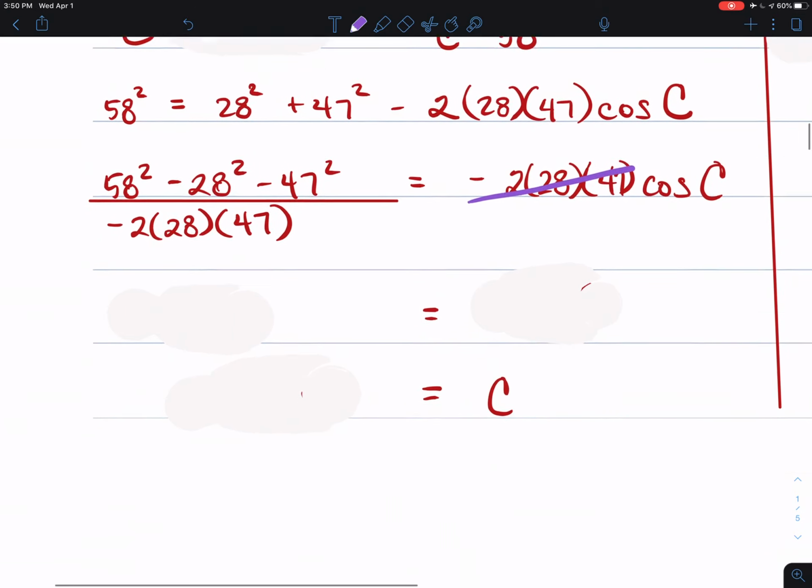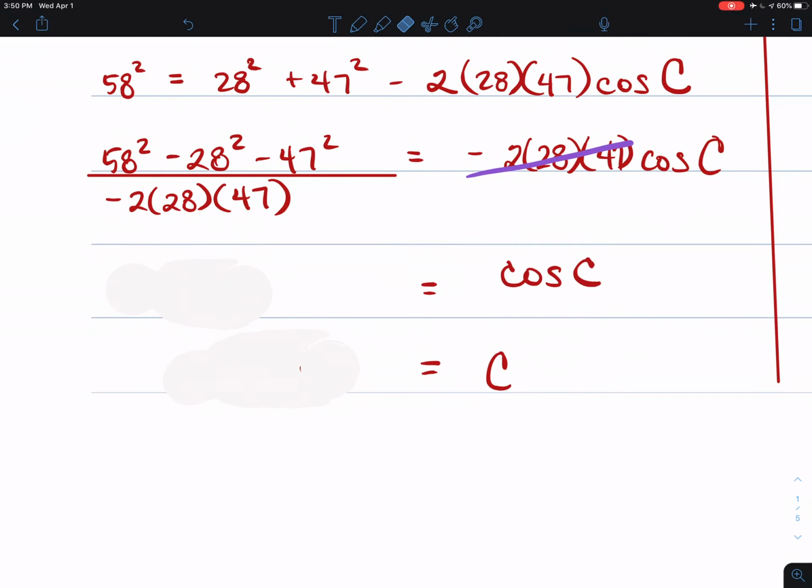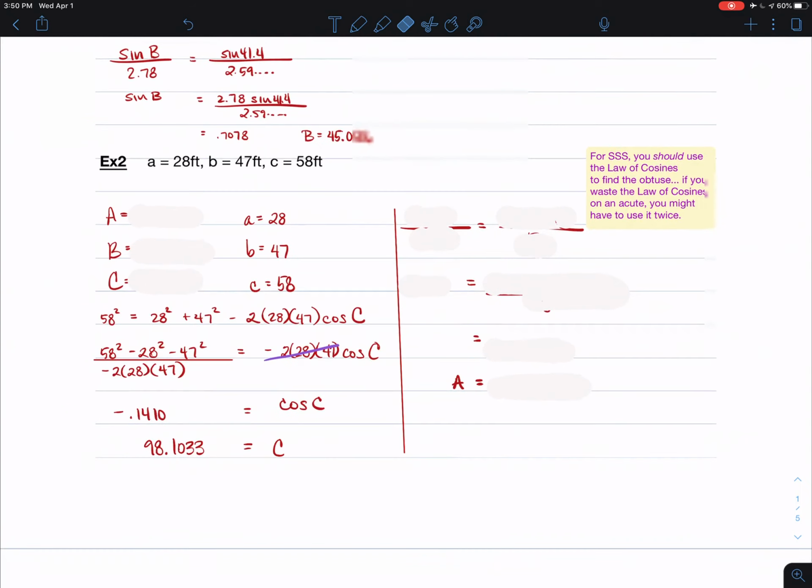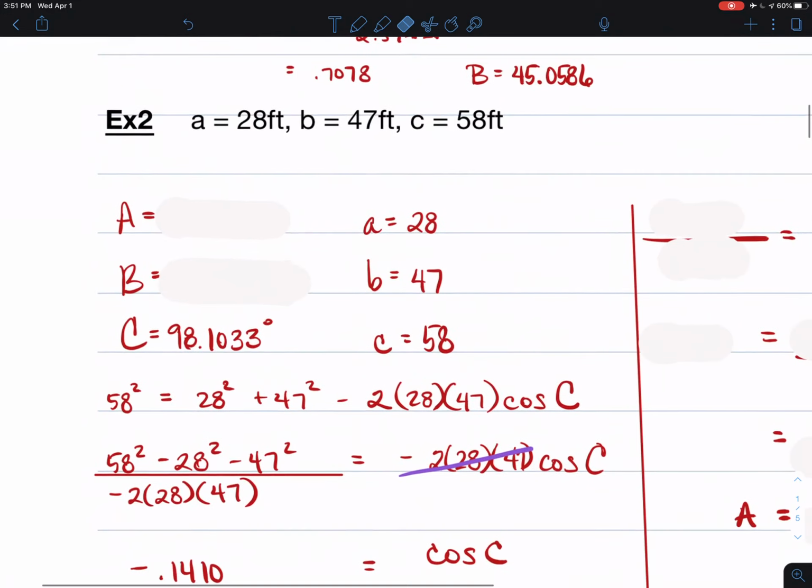All right, so now I have my cosine of C, and I can plug all this into my calculator and I'll get negative 0.1410. Make sure that you can get that number. We'll do the inverse cosine, and we'll get that our angle C is 98.1033. And lo and behold, that was obtuse. Okay? All right, now I can go back to using the law of sines.